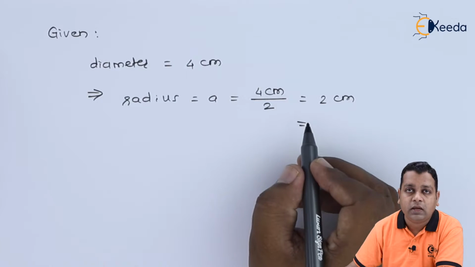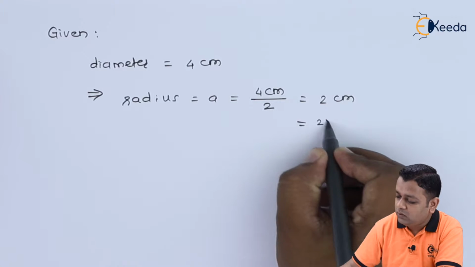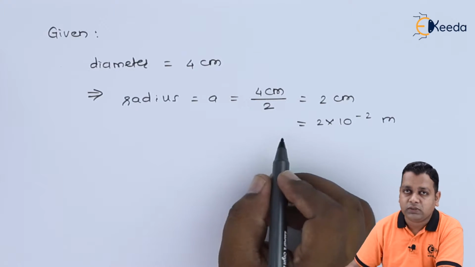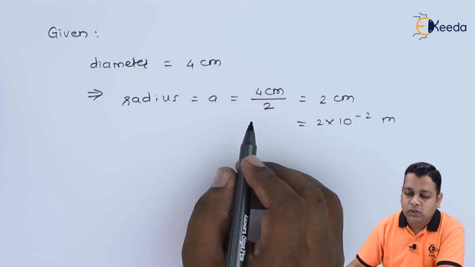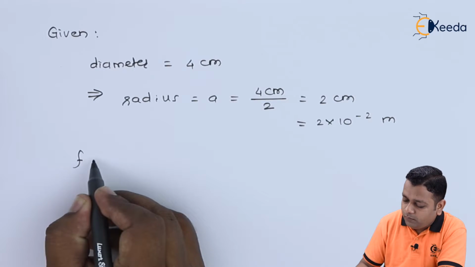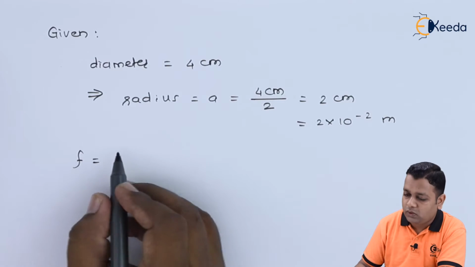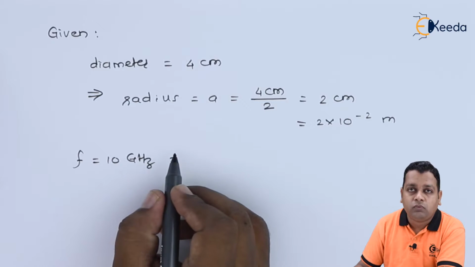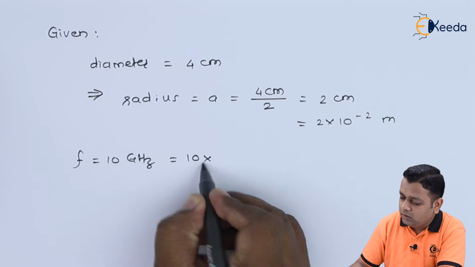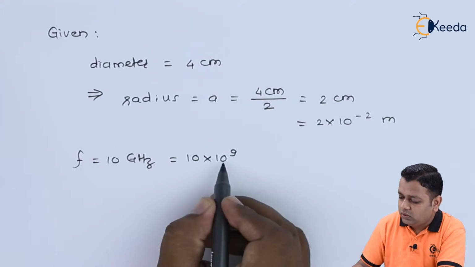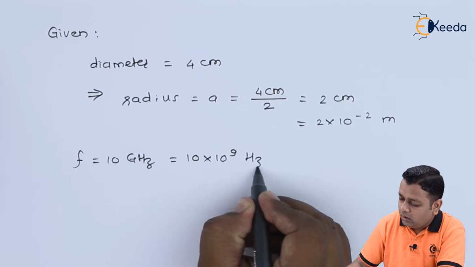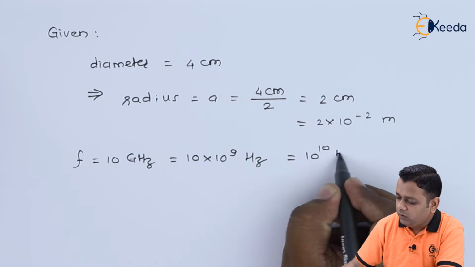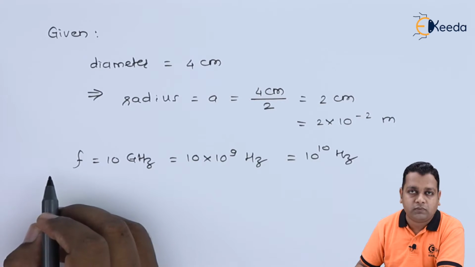As we shall be preferring the SI system of units, it will be 2 into 10 raised to power minus 2 in terms of meters here. So this is the one given value. Next to that we have been provided the operative frequency value. It is equal to 10 gigahertz here. So for giga we have the multiplicand 10 raised to the power 9. So 10 into 10 raised to power 9 hertz, or we can directly put it as 10 raised to power 10 in terms of hertz for the operative frequency.